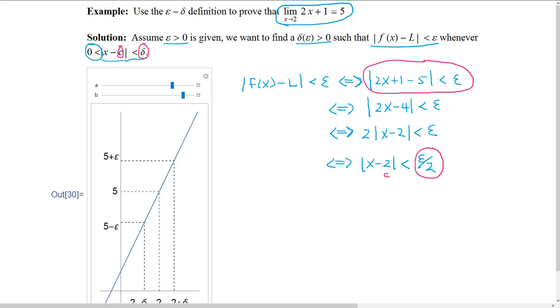So we can just conclude our proof now by writing that, therefore, that's our symbol for therefore, if we're given any epsilon greater than 0, we would choose the delta to be epsilon divided by 2. And that's our answer. And there we go, we proved it. No matter how small an epsilon you give me, I will be able to find that delta. Now let's graphically take a look at what we've done here and see that this epsilon over 2 makes sense by looking at the graph of 2x plus 1.